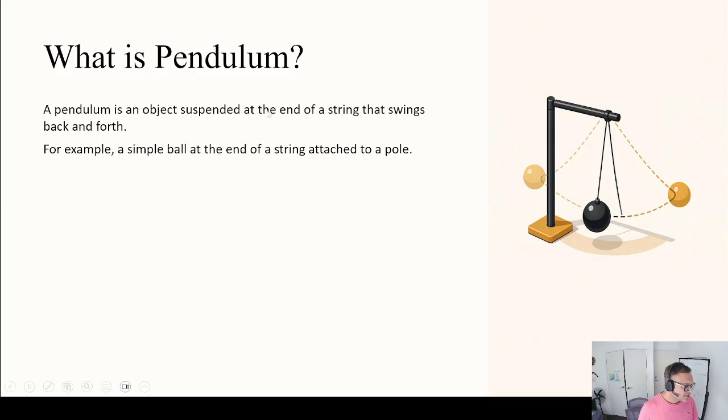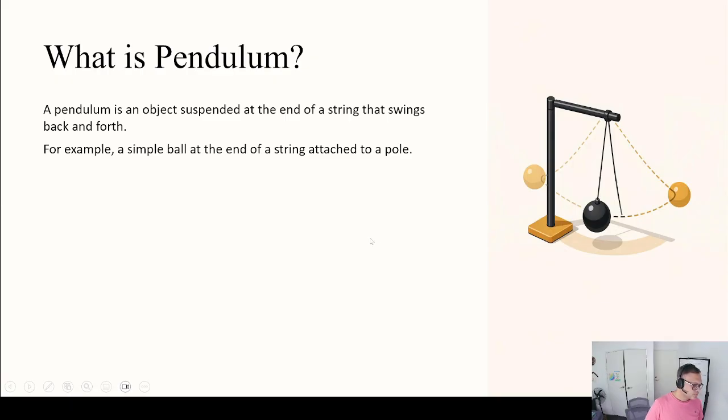So a pendulum is an object suspended at the end of a string. This is the object which is suspended, that swings back and forth. You push it and then it will keep going like this and this and this. In this particular case, this is a simple ball attached to a string, and that string is attached to a pole. So that is the definition of a pendulum.